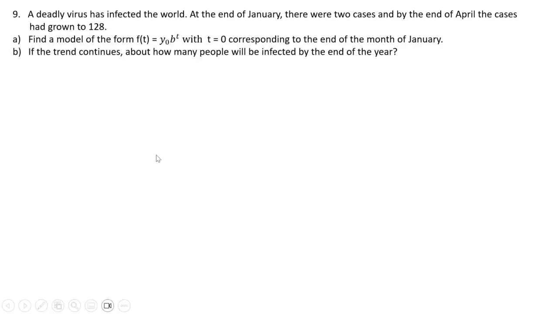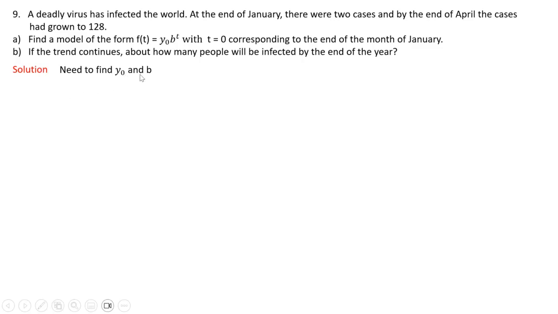Now here's the one that I mentioned, that when t is 0 or x is 0, that's going to be my initial value. It says here, a deadly virus has infected the world. At the end of January, there were 2 cases, and by the end of April, the cases had grown to 128. Part A, find the model of the form f of t equals y naught times b to the t power, with t equals 0 corresponding to the end of the month of January. And part B, if the trend continues, about how many people will be infected by the end of the year?